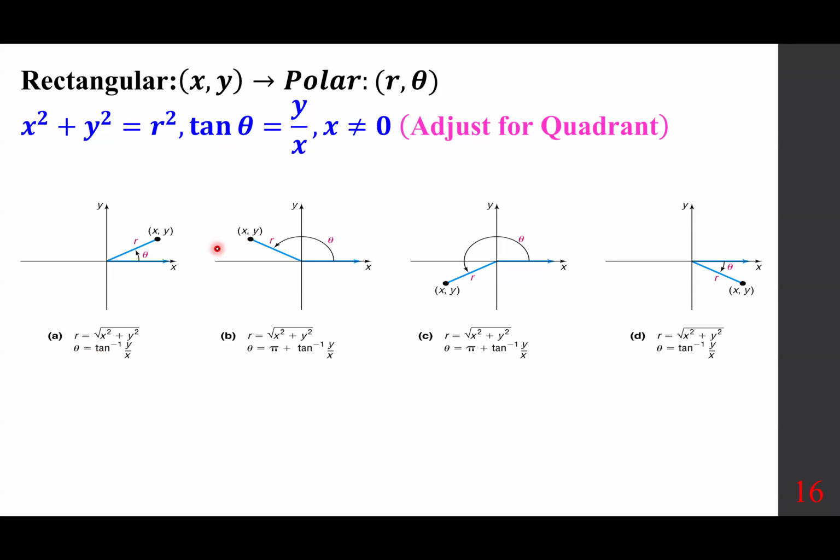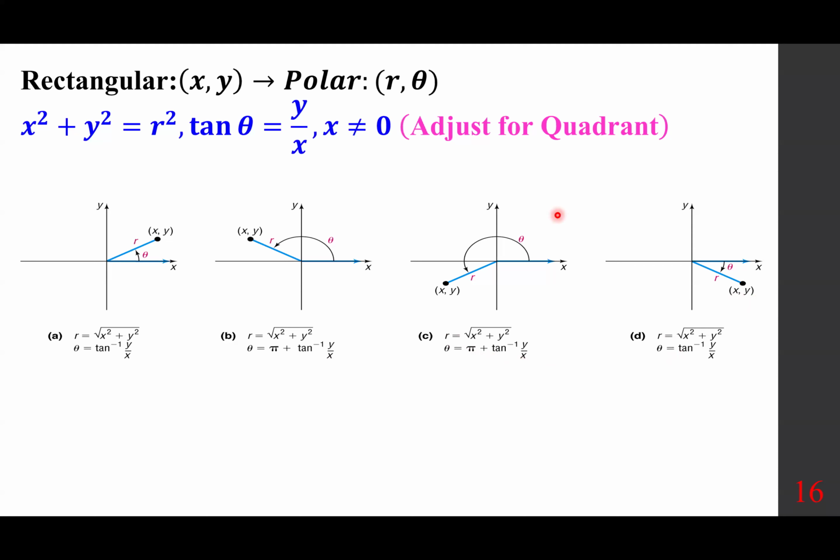If we are in the second quadrant, we have to add pi to tan inverse of y over x. If we are in the third quadrant, we also have to add pi. And if we are in the fourth quadrant, we don't have anything to worry about. You can memorize that, or just figure it out when you look at the quadrant what you need to do. You really don't have to memorize this, but it's up to you in any event.